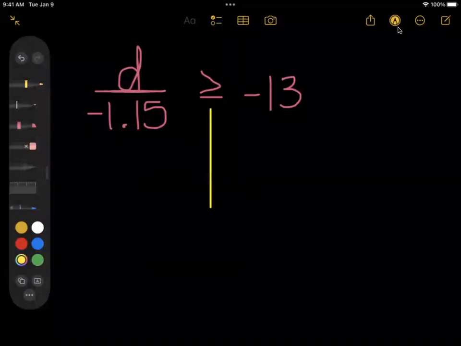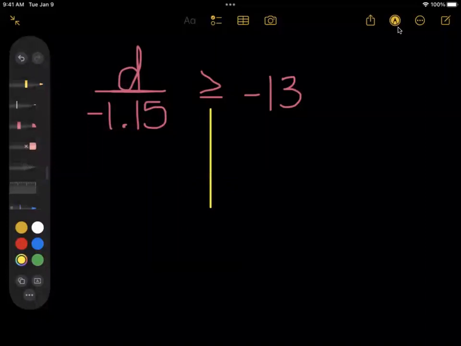And here is an interesting point I want to make. When you're solving inequalities, if your variable is being multiplied or divided by a negative number, and in this case it is being divided by a negative number, we actually reverse the symbol before we solve. So again, that is if your variable is being multiplied or divided by a negative number, you need to reverse the symbol. Okay, now we can go ahead and start.